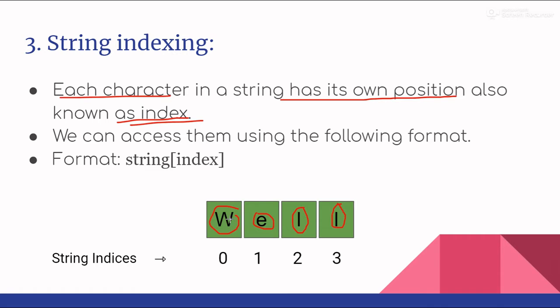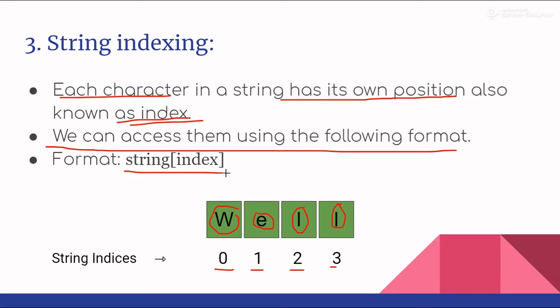So for the first character, that is W in this case, we have 0. In the next one we have 1. In the next character we have 2, and then so on as the characters move on. So it basically starts with 0 and goes till the number of characters minus 1. So let's say we want to access these characters individually. Then how do we do that? We can access them using the following format.